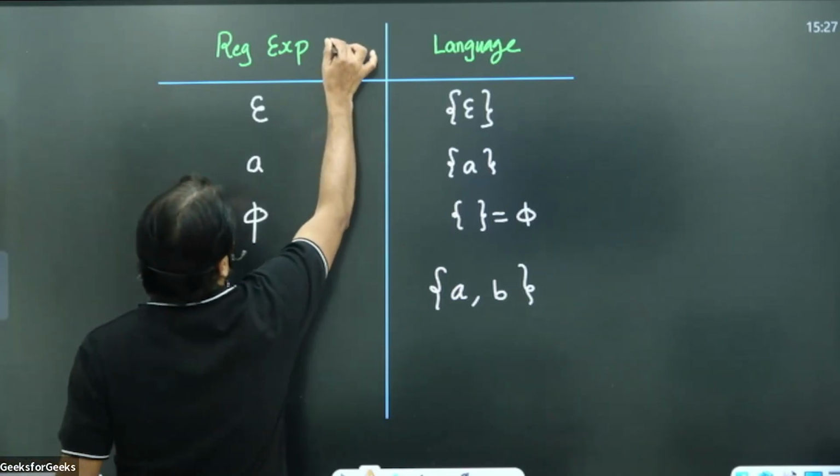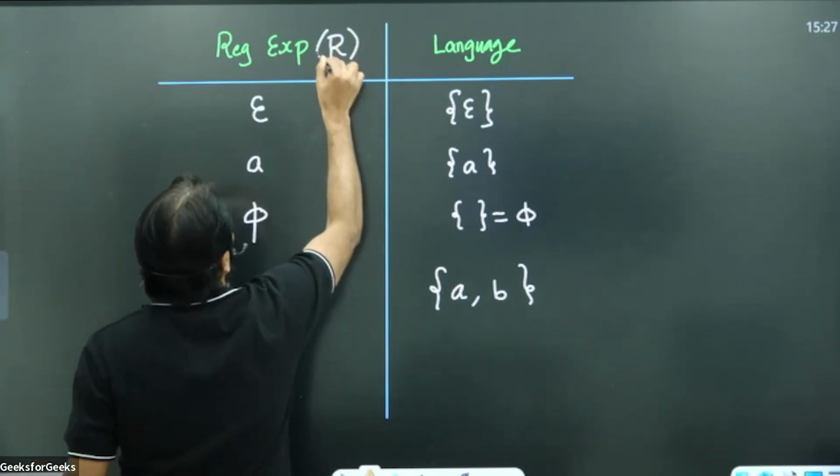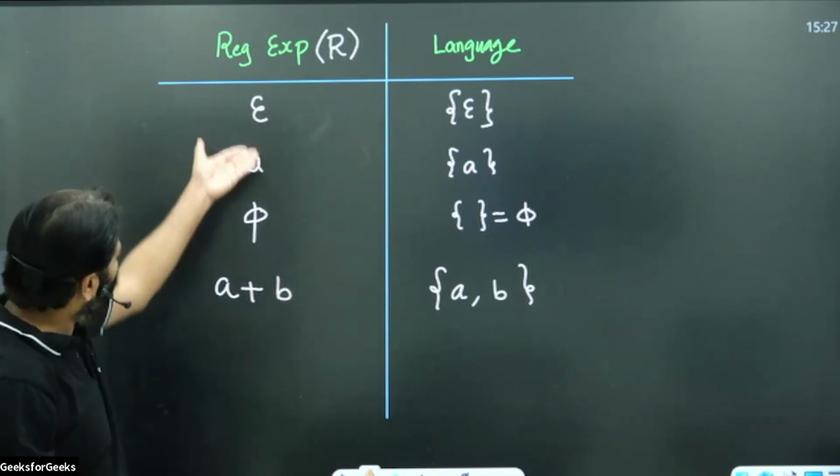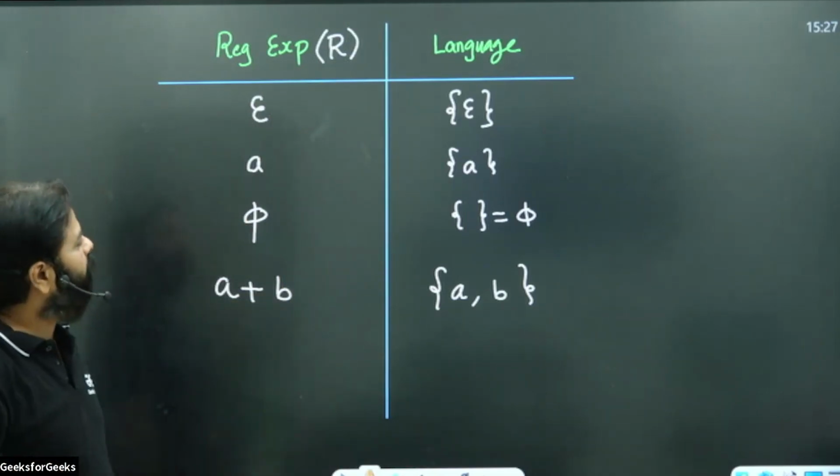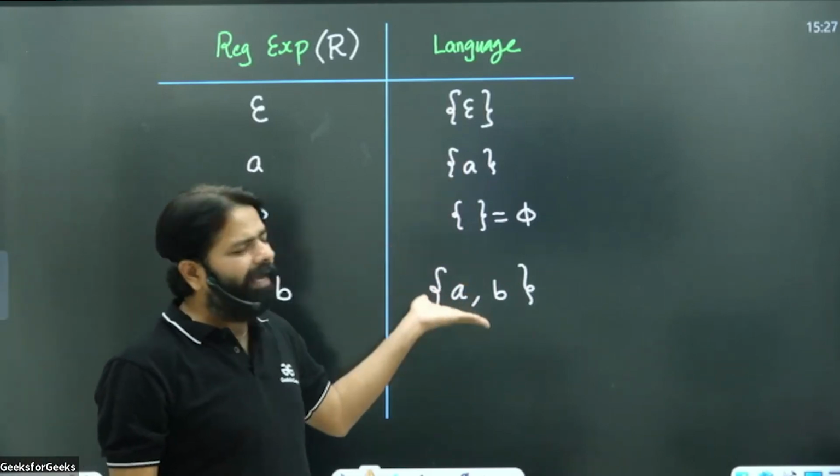Because I'm writing R, right? Many times I say R. Who is R? It could be anyone in the world. It could be without an operator or with an operator. It could be even bigger than that. But what does R correspond to? Some language.